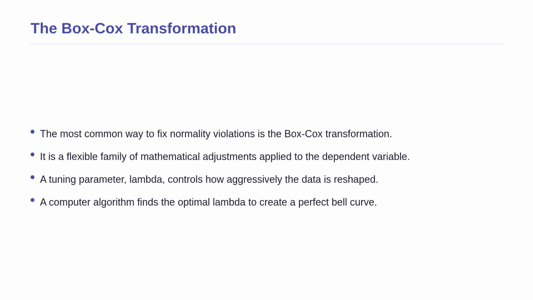So, we have diagnosed a violation using our QQ plot. What is the next step? When we confirm a violation of normality, the most common and powerful way to fix it is by using the Box-Cox transformation family. I want to emphasize the word family. The Box-Cox transformation is not just a single formula, but a whole flexible family of mathematical adjustments applied to the dependent variable to force its errors into a normal shape.